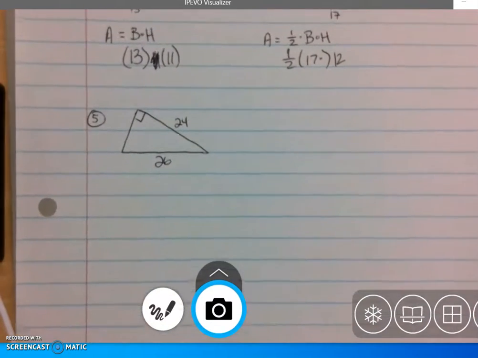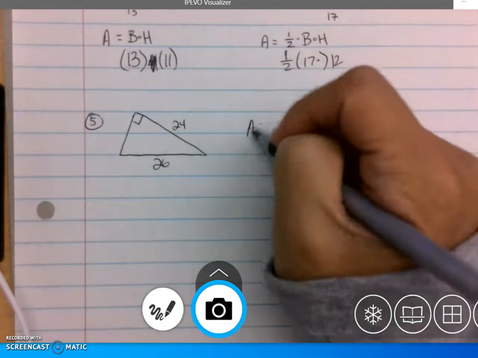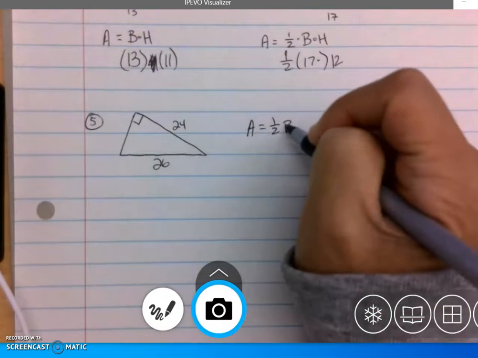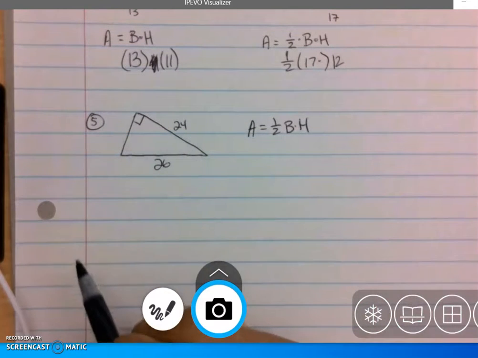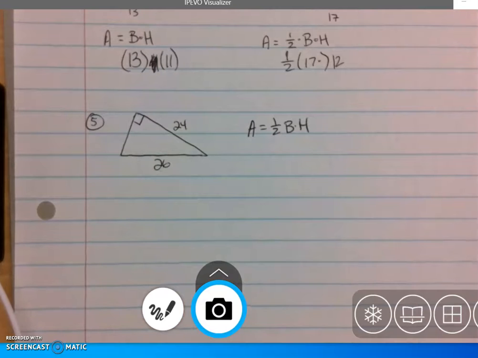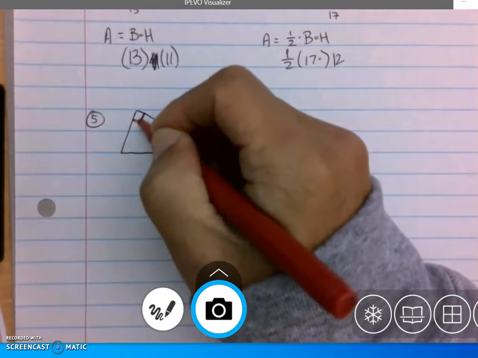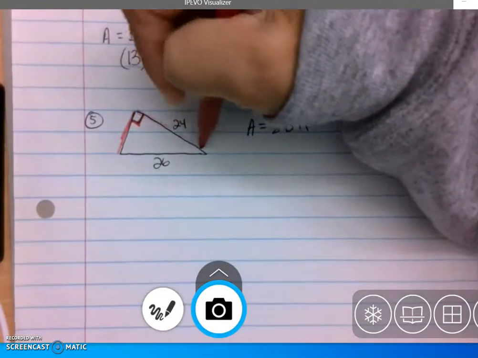Okay, now going on to number 5. This is obviously a triangle, so the formula is 1/2 base times height. Again, they give you 2 numbers here. Don't assume it's 26 times 24. That's not going to be correct. Always the base and the height form 90 degrees. So look for that 90 degrees. So it's this line and this line that form 90 degrees.